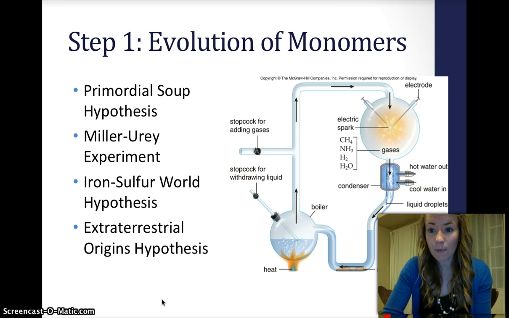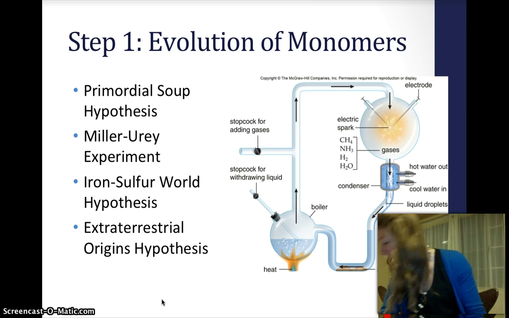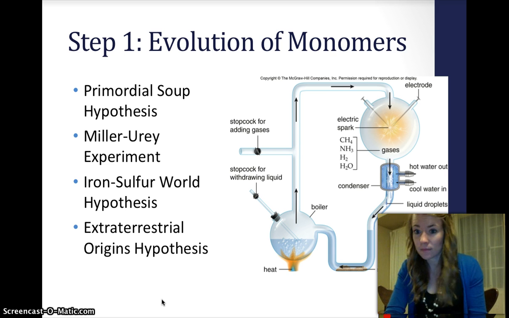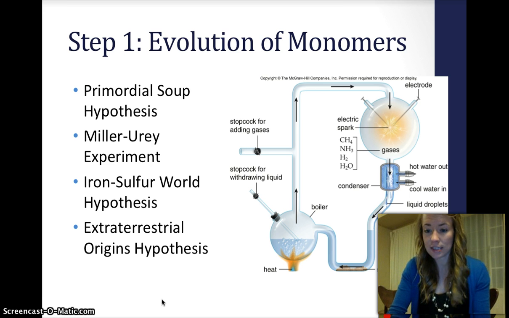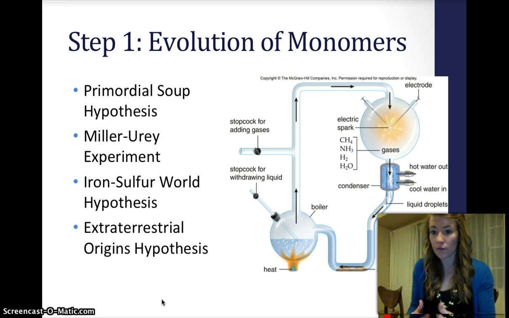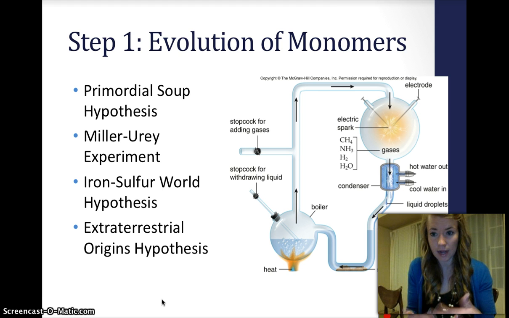A second hypothesis is the iron-sulfur world hypothesis, and that was proposed by a gentleman named Gunther Wächtershäuser. He proposed that there were all these thermal vents at the bottom of the Earth's oceans that were providing the heat energy, and there was iron and sulfur present there. And the iron and the sulfur acted as catalysts. Remember, an enzyme is a kind of catalyst. A catalyst is a molecule that allows reactions to happen.